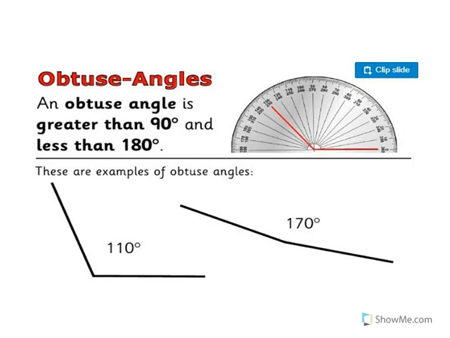An obtuse angle is greater than 90 degrees and less than 180 degrees. So here we have two examples, a 110-degree and a 170-degree angle, and another one on our protractor. We read from 0 to 120. So this is a 120-degree angle, and it's obtuse.